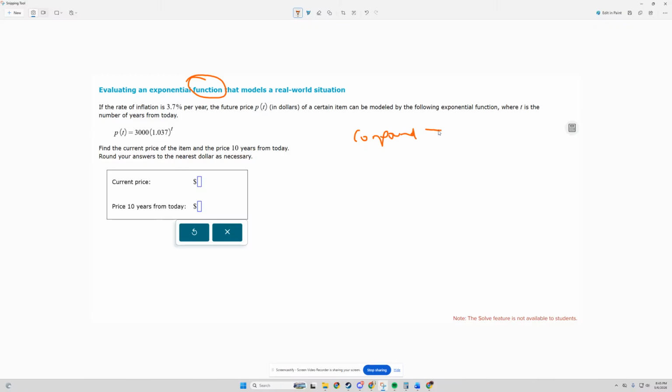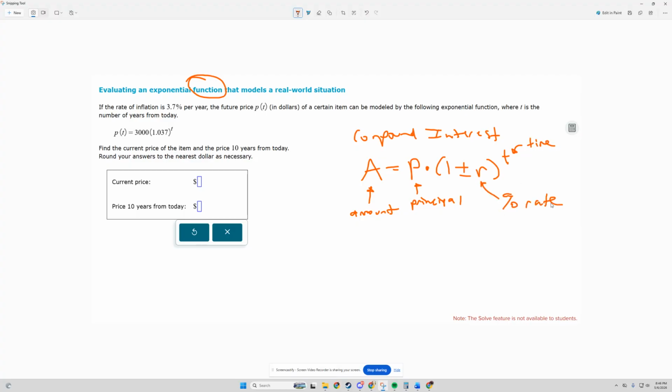Oh, it's kind of hard to write with my mouse. Okay, the compound interest formula is the amount A equals P times 1 plus or minus the interest rate, raised to the T. P is the principal, so like the starting amount. A is the amount after T number of years, typically. This is the percentage rate. And then you do 1 plus or minus the rate.